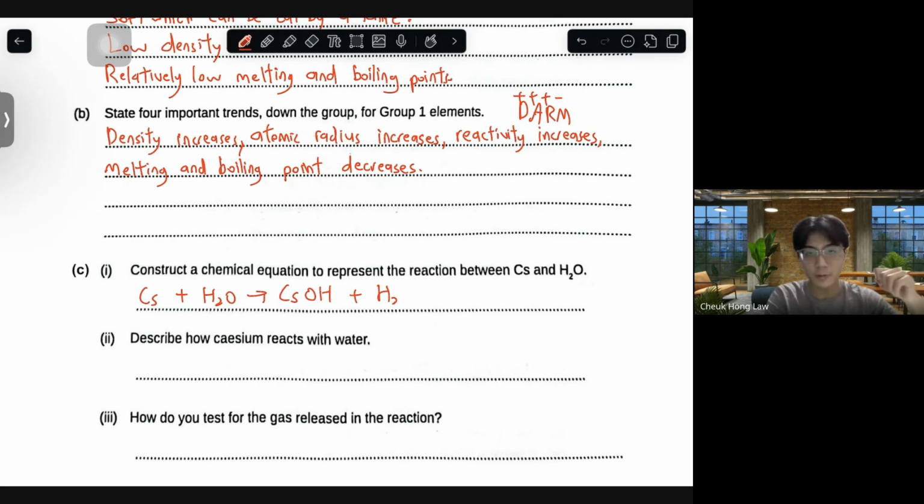How did I get CsOH? The charge of OH is minus, and the charge of Cs is plus, because it's group 1. So the charges will cancel each other out, since both are a charge of 1, 1 plus and 1 minus. So the formula is just CsOH. Then I just have to balance the equation, and that should be balanced. If you want to add state symbols, you also can. This will be solid, liquid, this will be aqueous, and this is a gas.